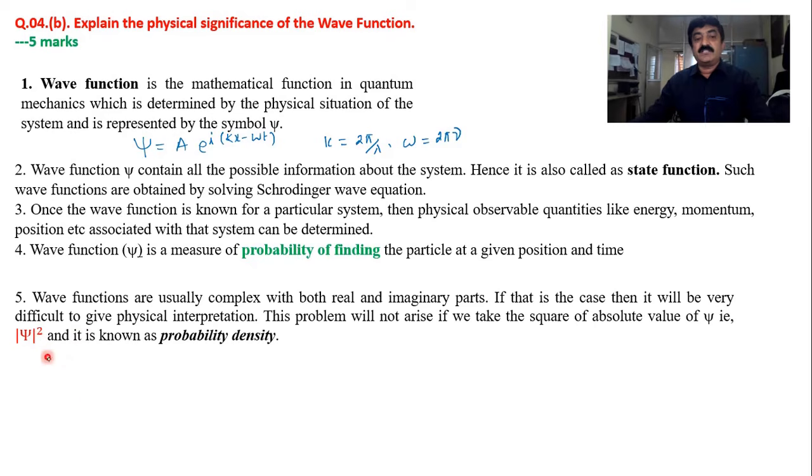Psi square is nothing but psi multiplied by its complex conjugate. When a complex number is multiplied by its complex conjugate, it converts into a real number. And once you take psi square, it becomes real and positive. See, I will tell you what actually this psi square is.